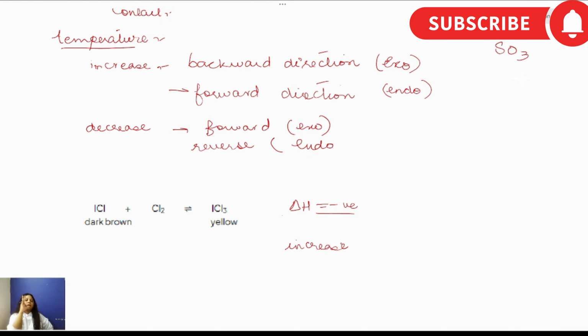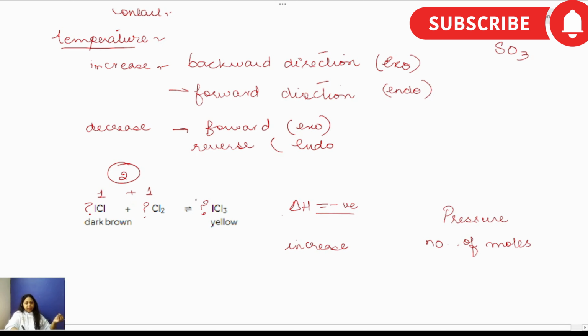Let me apply pressure to this. Now we have discussed temperature. Next point is pressure. Whenever we talk about pressure on equilibrium, it's related to the number of moles. How to calculate the number of moles in this equation? I'm not asking about the formula that we use. For this equation, we have to add up the coefficients. It's 1 plus 1, so there are 2 moles on the left side and only 1 mole on the right side.